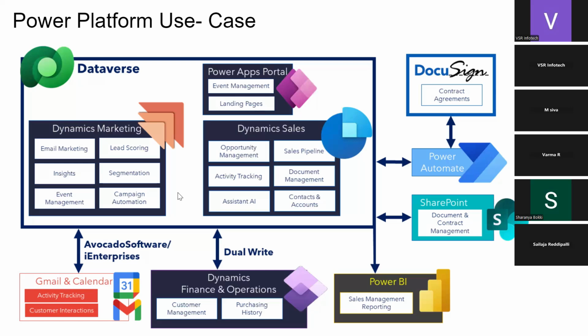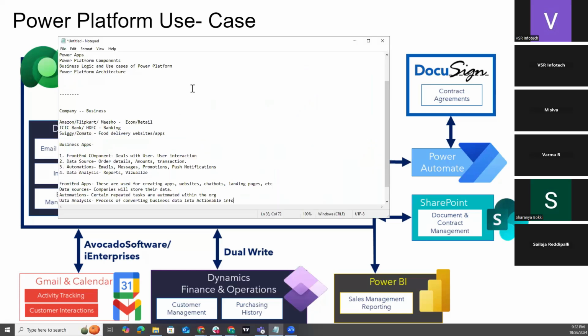Now, to inform the users about the event, you also have to send them emails. You have to send them invites in your Google Calendar, and all those things you can do with the Gmail and calendar integration, right? This is how we work in Power Platform.